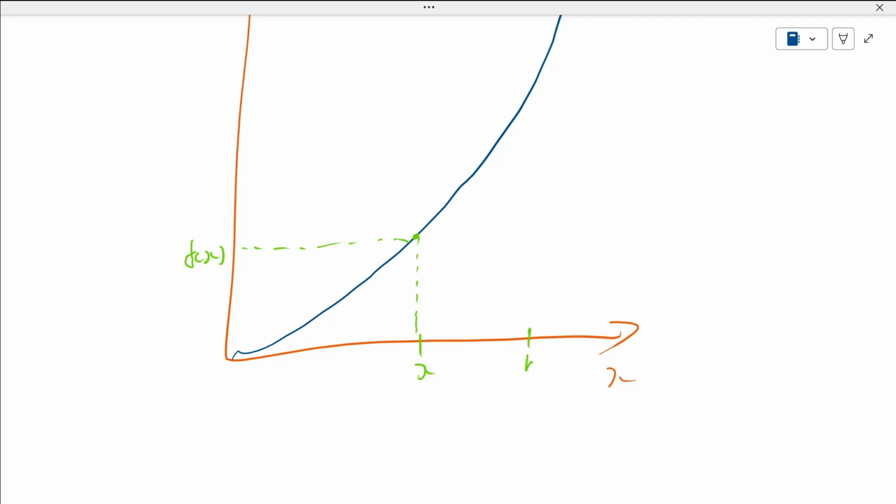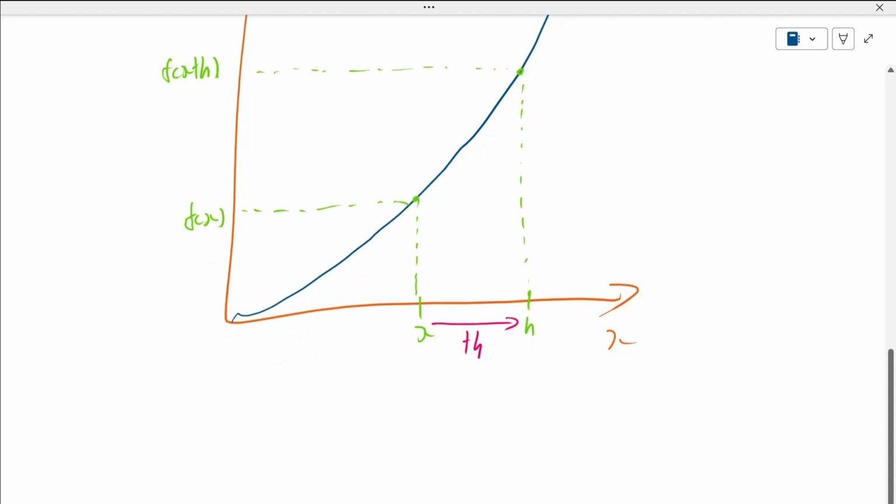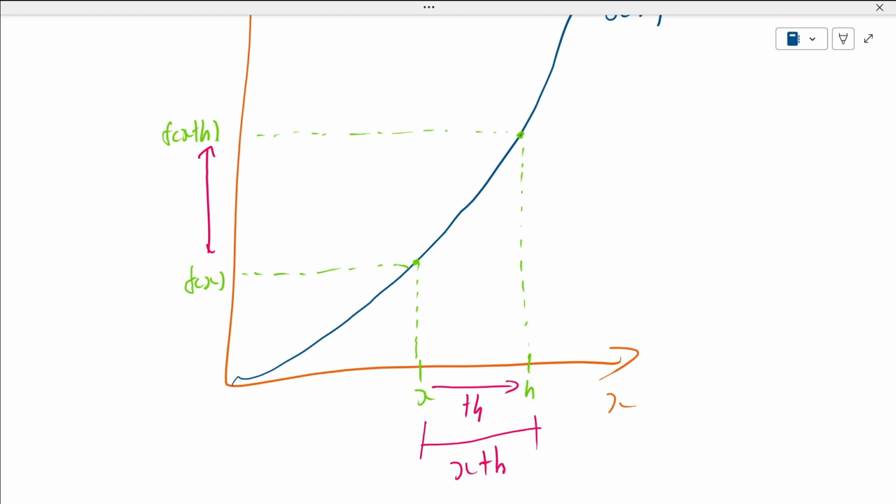Let's call this point h here. I've got a second point here. The y value at that point must be f of x plus h, because you're adding h, going this way. So this length here would be x plus h, and this length here would be f of x plus h minus f of x. When we're talking about instantaneous rate of change, we want to refer to only one particular point. So what we want to do with these two points is get them as close as possible to each other, until a point where they just meet.